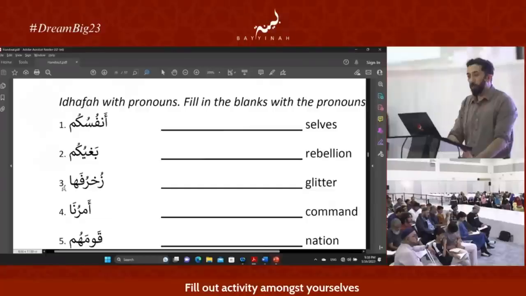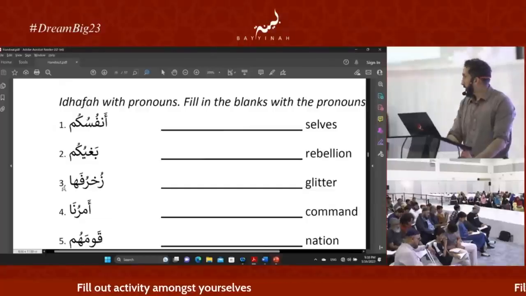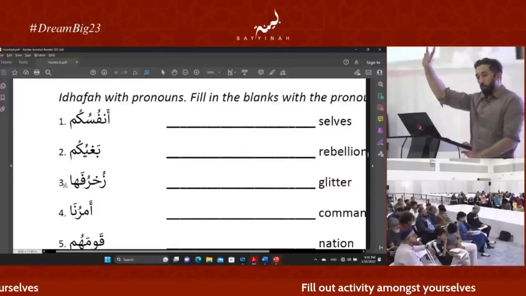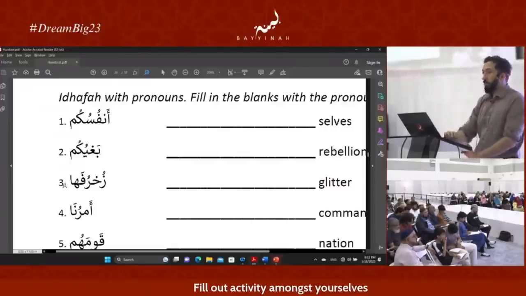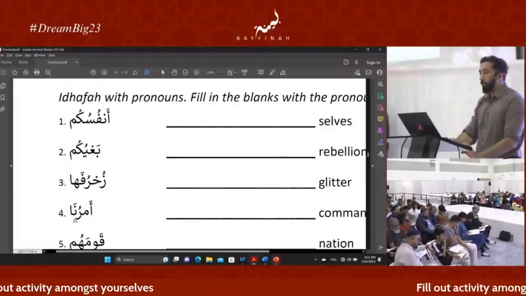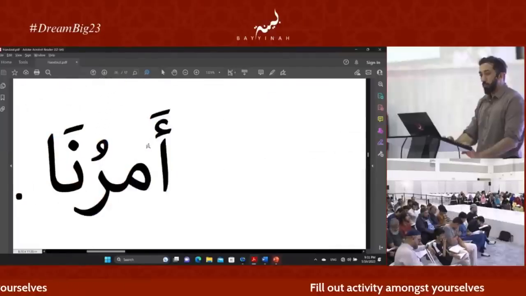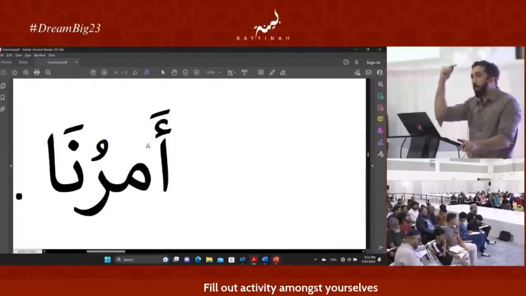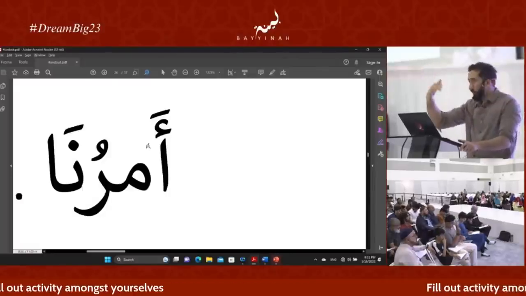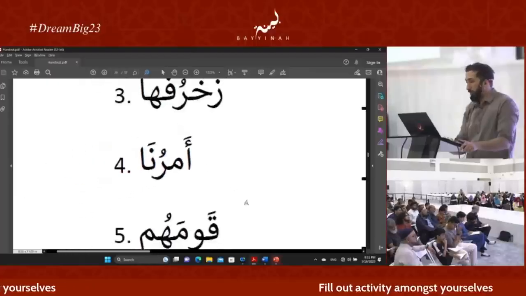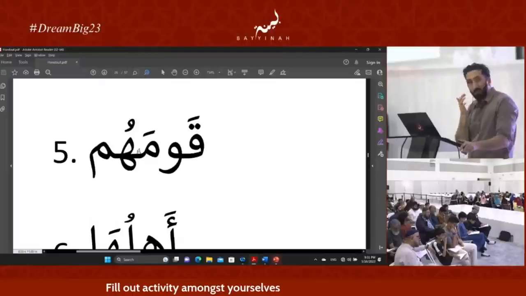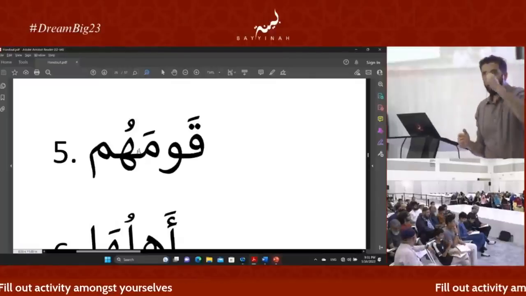Anybody have trouble with number 3? If you had trouble with number 3, what is the origin of ha? Which means she. So whose glitter? Her glitter. Amru na. Whose command? Where does na come from? Same process. Na comes from nahnu. So that means our command. Our command. Qawmahum. Yes, question.